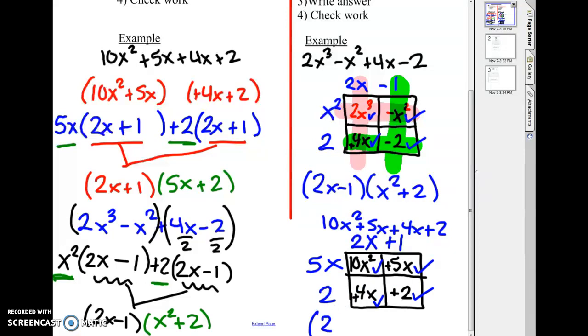So then my answer is 2x plus 1 and 5x plus 2, which again matches exactly what we got up here. Okay, so those are 2 ways you can factor by grouping. The main important thing here is that you know how to do GCF, greatest common factor. Okay, if you don't, YouTube some videos on how to find GCF. Alright, so that's it for that page.